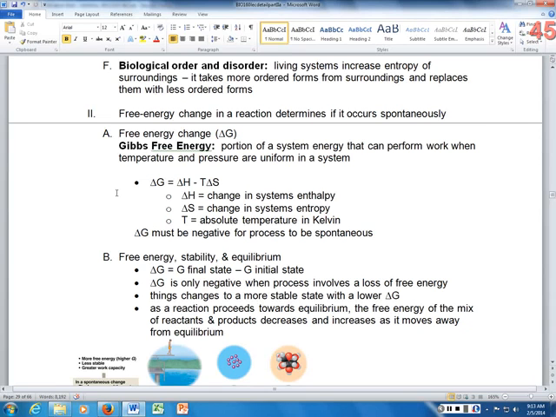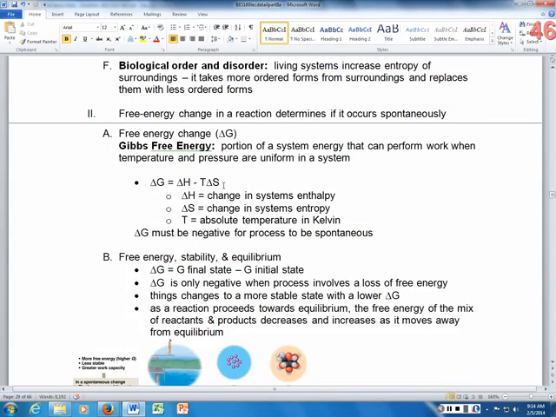So what delta G is actually derived from is the change in the system's enthalpy, the delta H, and the change in the system's entropy, the delta S, and the absolute temperature in kelvins in there. So this equation, this is just background knowledge for you of how they determine what delta G is.